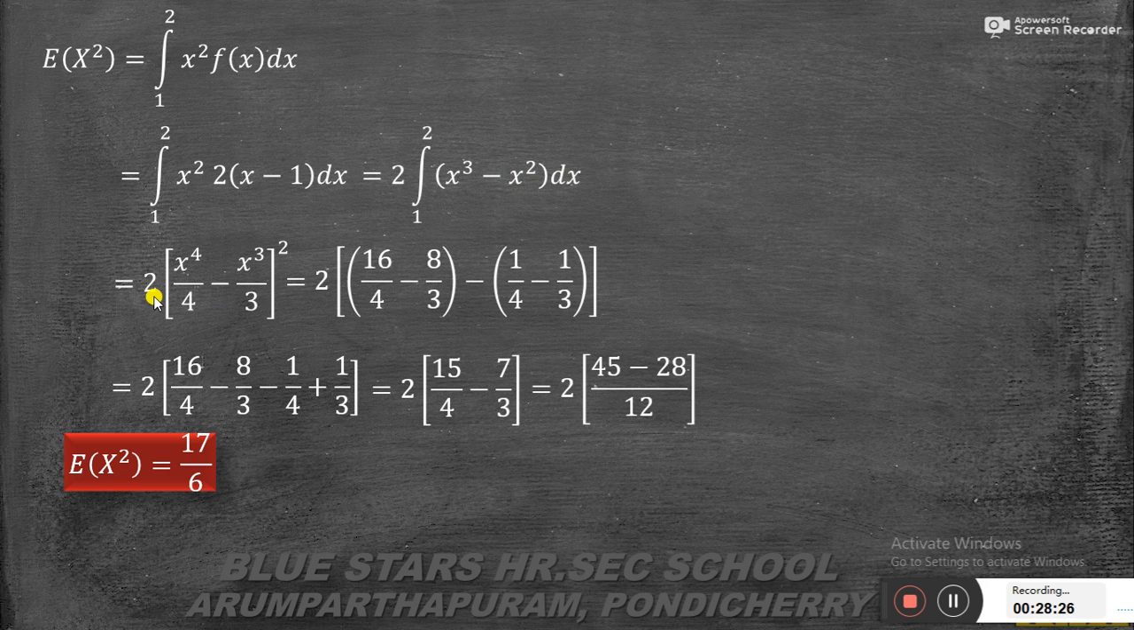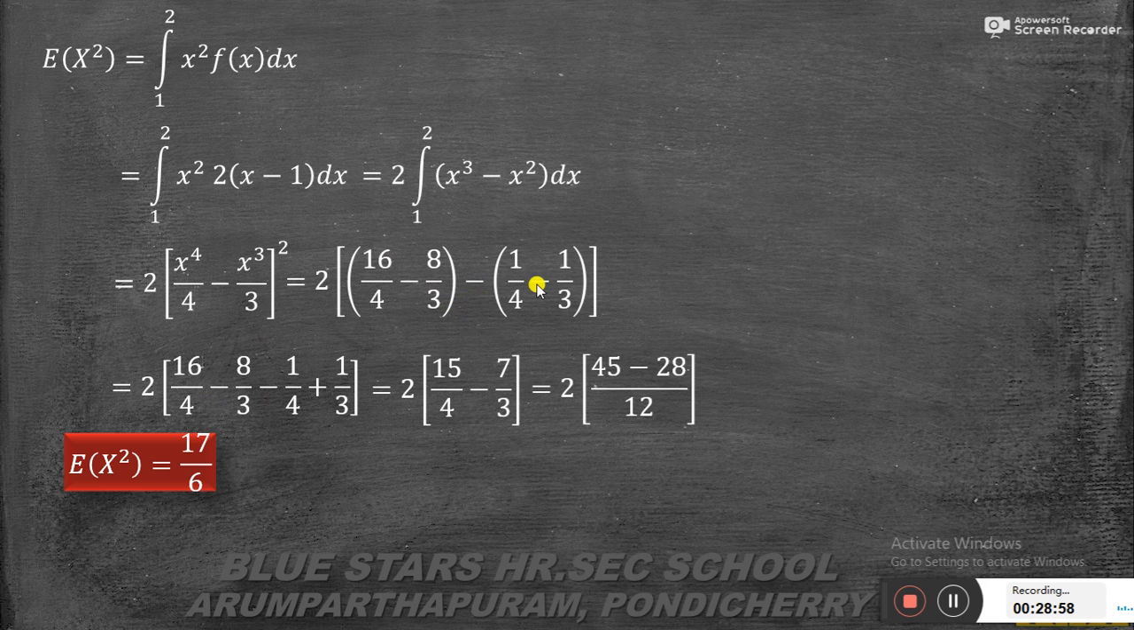In the next step, 2 times the integration of x cube, which is x power 4 by 4, minus the integration of x square, which is x cube by 3, with limits 1 to 2. Therefore, 2 times, I substitute the upper limit: 2 power 4 means 16 by 4 minus 2 power 3 means 8 by 3, minus the lower limit 1: 1 by 4 minus 1 by 3. So the next step, 2 times 16 by 4 minus 8 by 3.